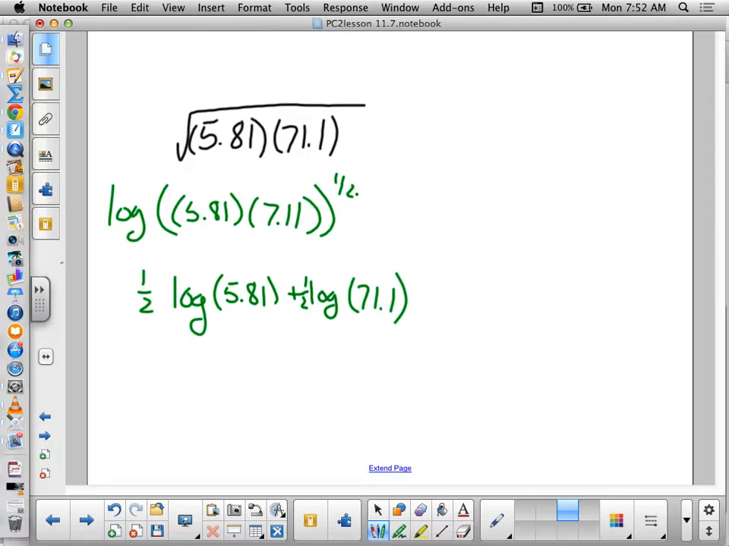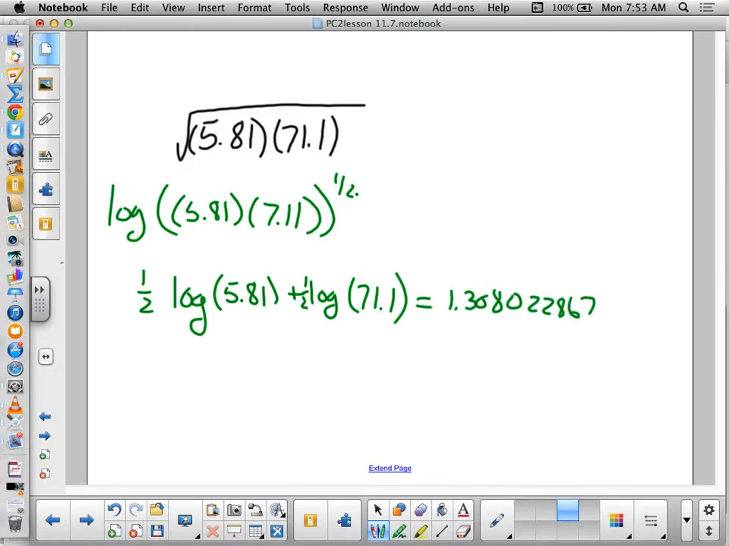If you take the log of all three of these, I mean, when I take this, I have to take half the log of 5.81, okay? So I take 0.5 times log 5.81. I have to make sure I close the parentheses. And then plus 0.5 times log of 71.1, close the parentheses, and that's going to give me 1.308022867. It gives me a pretty long number.